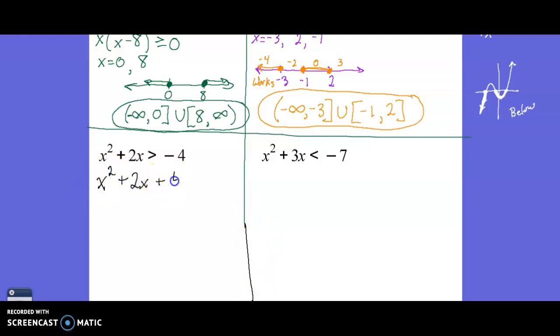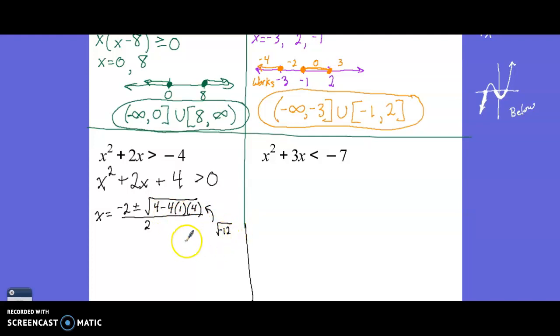Because when I set this greater than 0, I hope you realize that this is not factorable. There are no factors of 4 that add to be 2, so that's using the quadratic formula. x equals -b plus or minus a radical, b squared minus 4ac, all over 2a. I don't need to write a down because a is 1. But if you notice inside the radical, what do we get? We get a -12.